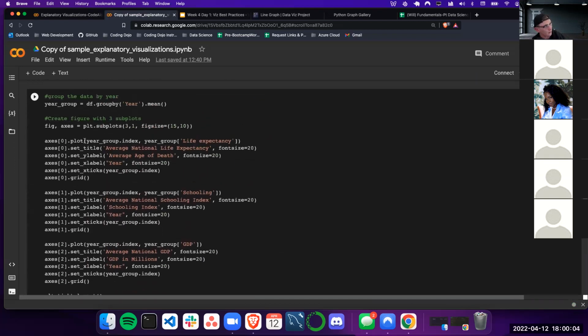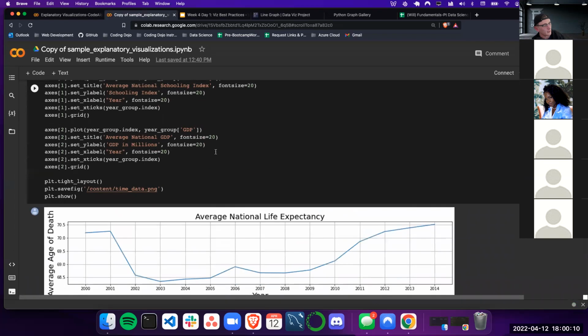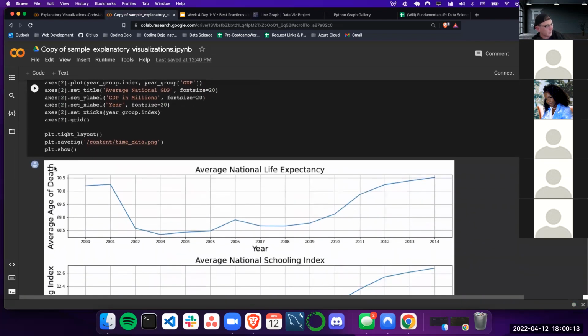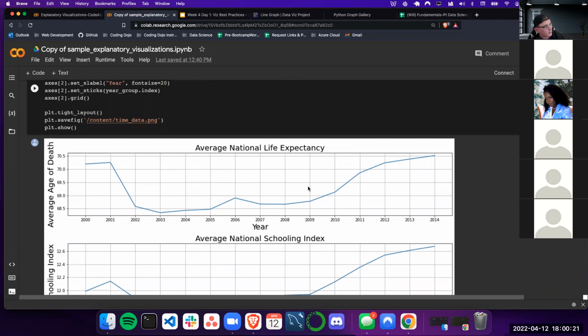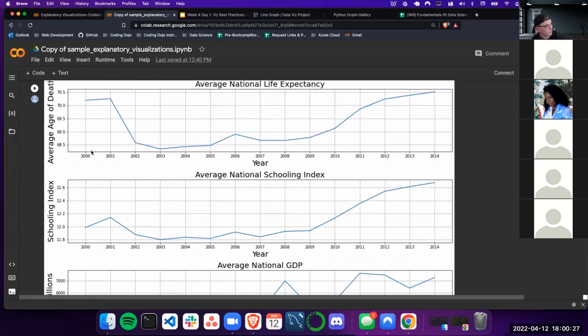Again, doing my fig and axis, creating subplots where I've got 3 rows, 1 column. And here, this is much more understandable. I've got an axis here, I've got a title on my Y and on my X. Each one has the different year, average age of death. We see this sort of decrease, then increase again. So that's an interesting one.